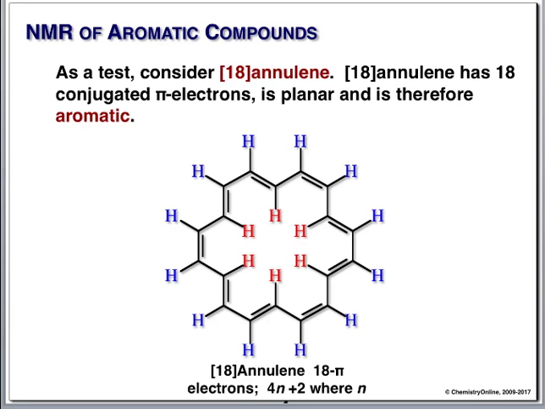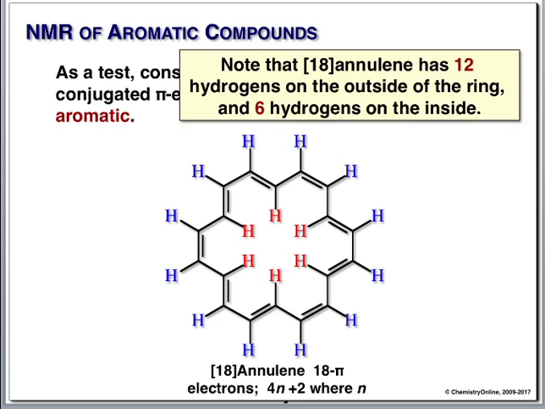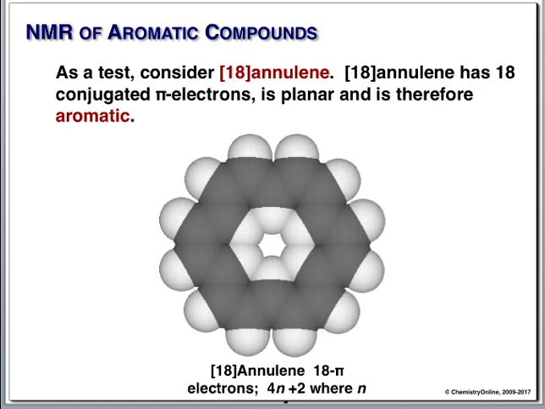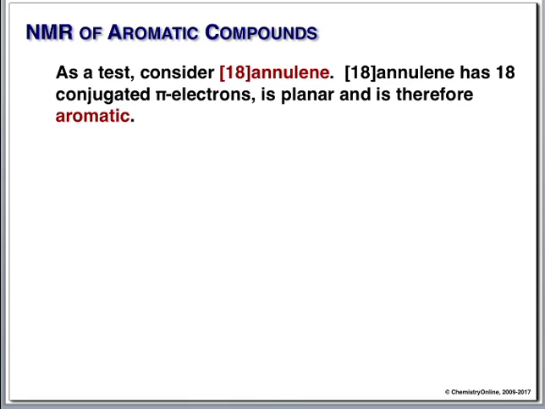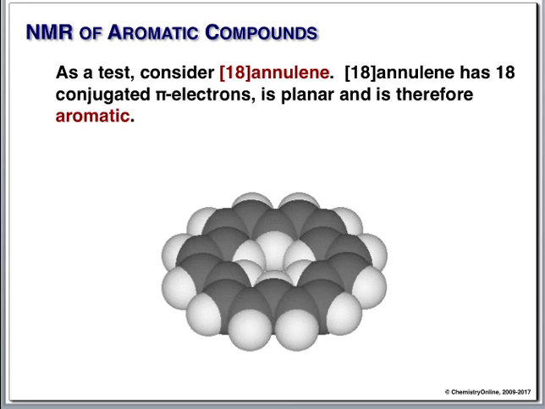All right, if we take 18-annulene and do an NMR, we have 12 hydrogens on the outside and 6 on the inside. That's what it looks like. See, they all fit. Little tiny hole in the middle. Turn it sideways. See, it's nice and planar. Now, if we put this in a magnetic field, we're going to induce a ring current, just like we do with benzene. It's going to look like this. It comes around and then down through the middle.